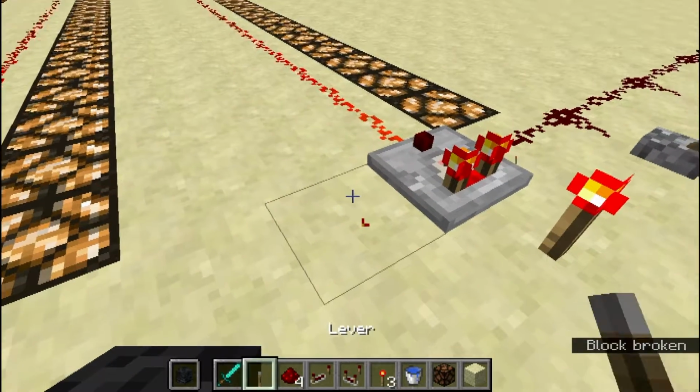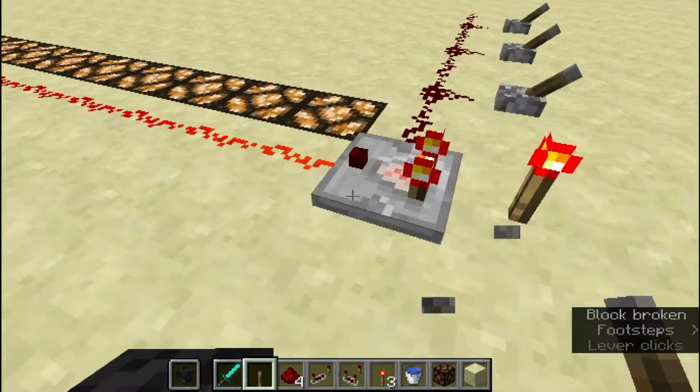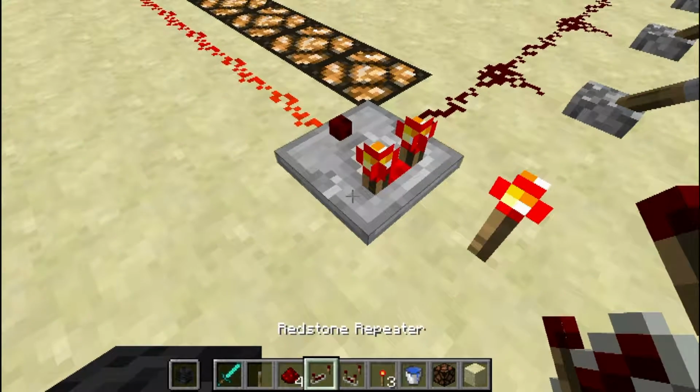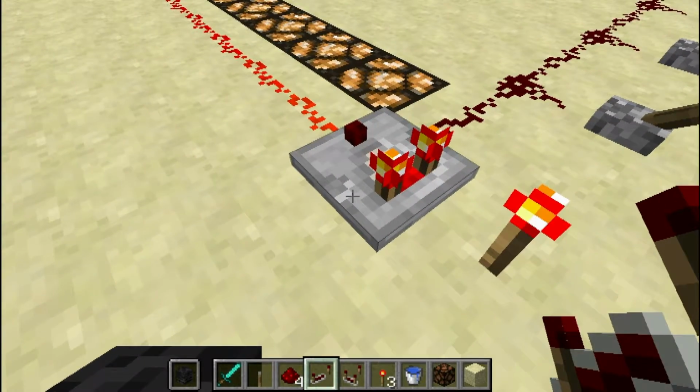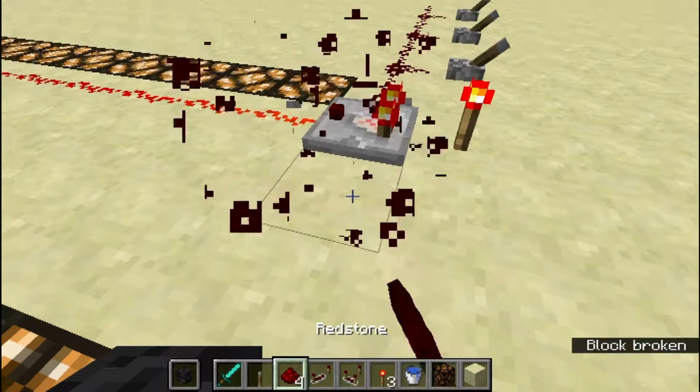That includes levers, buttons, pressure plates. It cannot power a redstone comparator from the side. To power a redstone comparator from the side, you need a repeater or a redstone line.